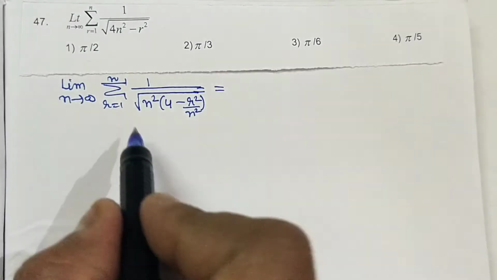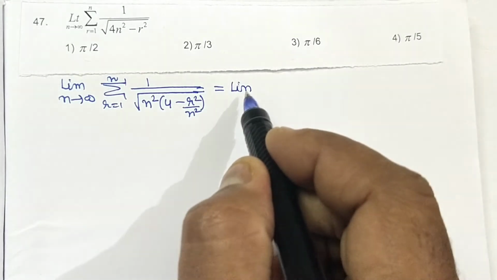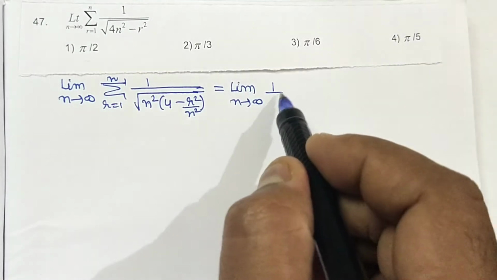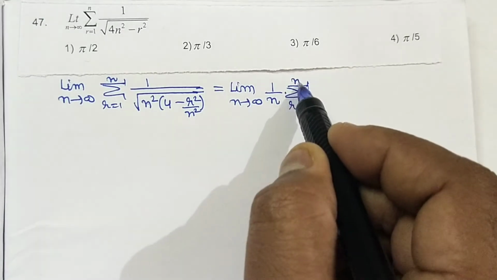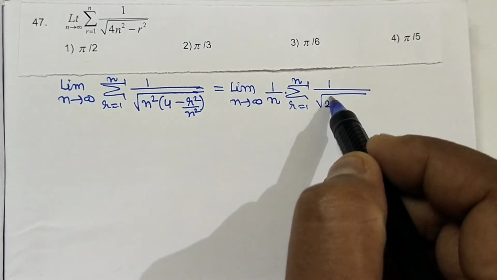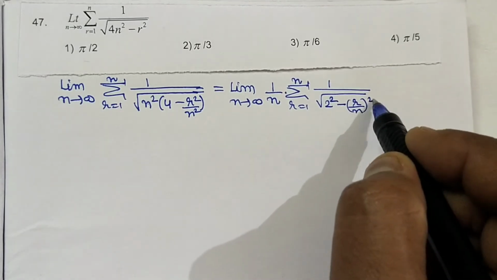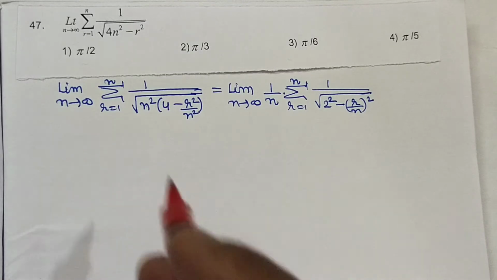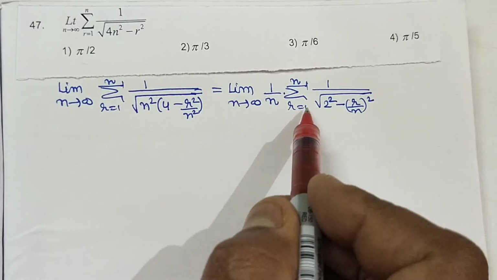In the next step, n square we can take outside of the root, it will become 1 by n. So limit n tends to infinity, 1 by n into sigma r equal to 1 to n, 1 by square root of 2 square minus r square by n square, that means r by n whole square. We already discussed in the previous question that r is equal to 0 to n minus 1. But here r is equal to 1 to n.